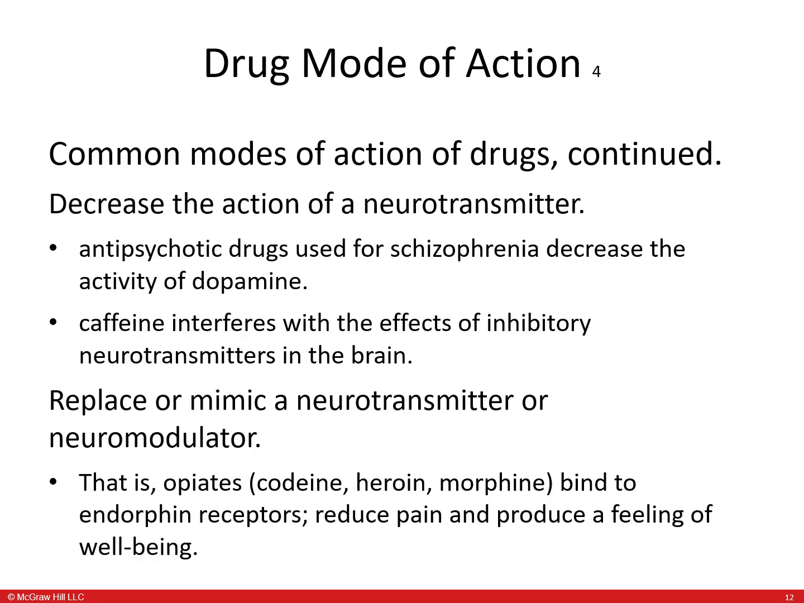There's also other drugs that actually decrease the action of neurotransmitters, such as, for example, antipsychotic drugs used for schizophrenia. They decrease the activity of dopamine. Caffeine interferes with the effect of inhibitory neurotransmitters in the brain. And you also have others that replace or mimic neurotransmitters or neuromodulators, such as, for example, opioids, codeine, heroin, and morphine, bind to endorphin receptors, reduce pain, and produce a feeling of well-being.